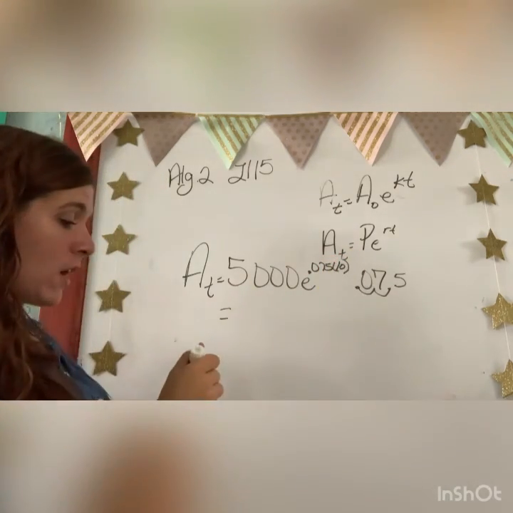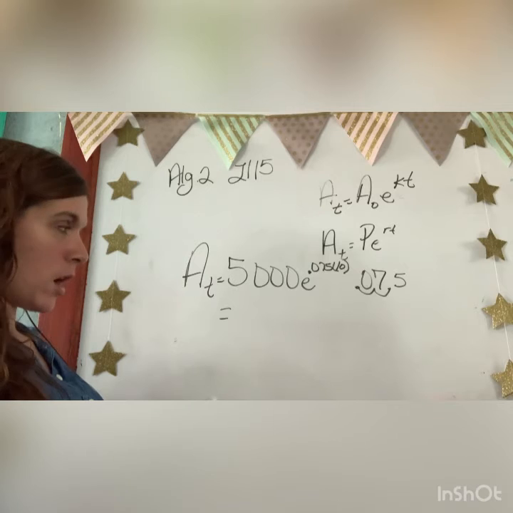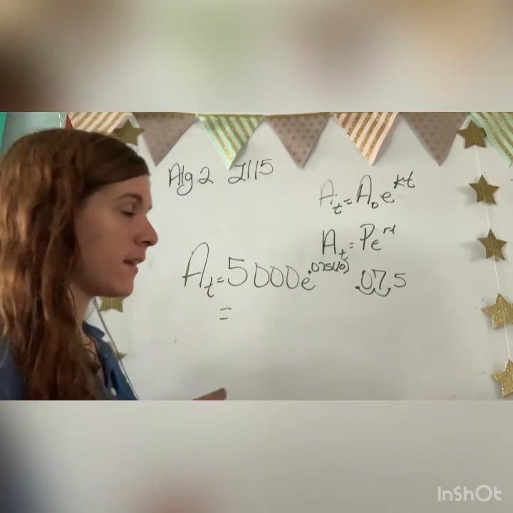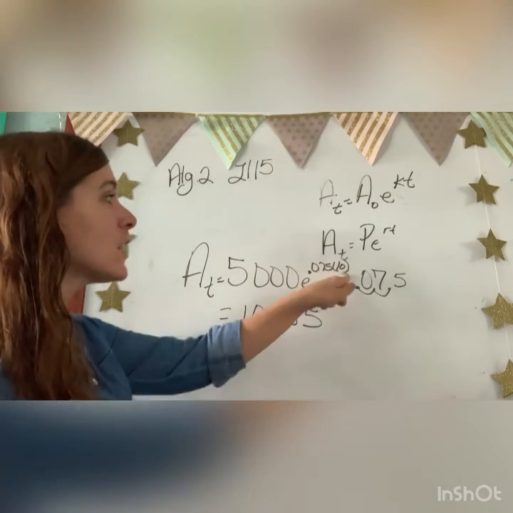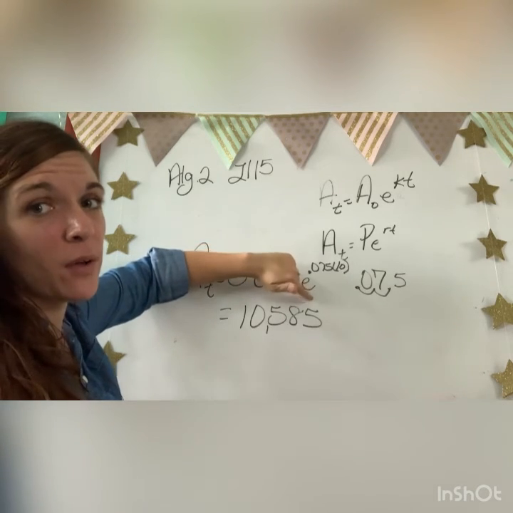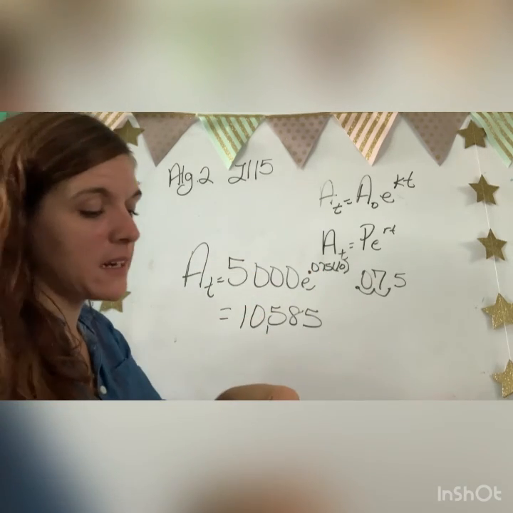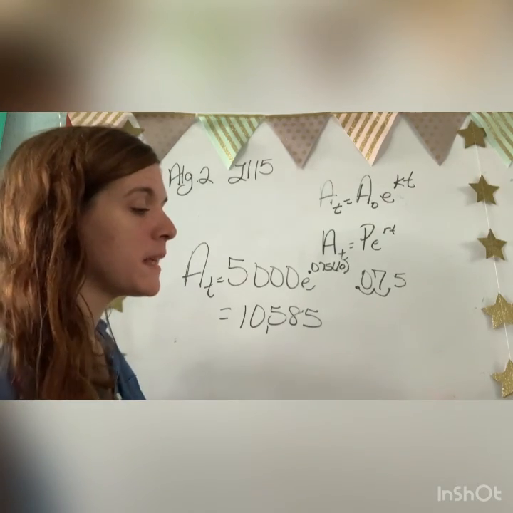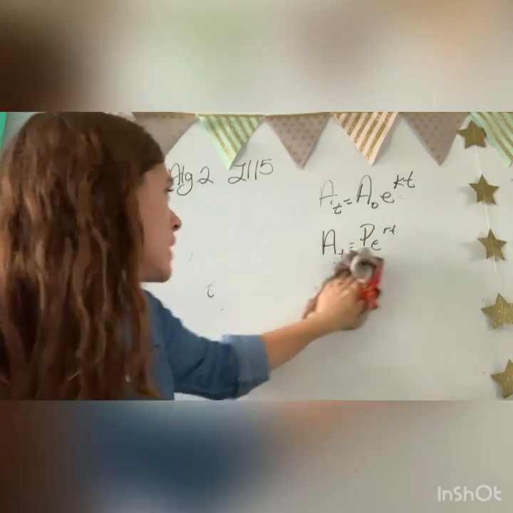Okay, and then you literally just put it into your calculator, just like that. 5,000 times shift natural log for the E, parentheses 0.075 times 10, close parentheses, equals $10,585. Okay, and they got 600. So what in the world? Look at that. In 10 years, his $5,000 is going to grow to $10,585 because he found a good account that lets his money grow exponentially at 7.5%. Okay, so go ahead and do letter B and letter C for your practice using your formulas, and we'll come back and check it together.